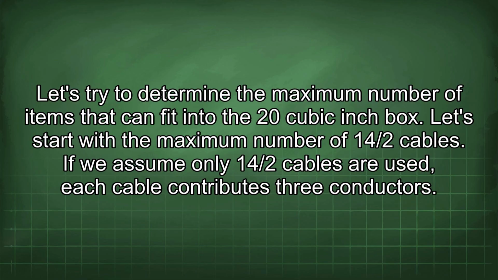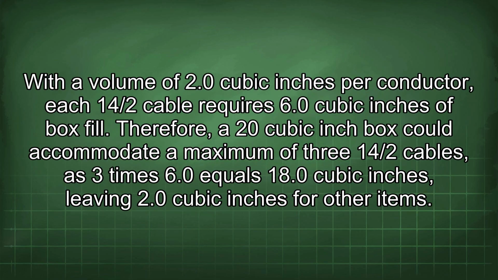Let's try to determine the maximum number of items that can fit into the 20 cubic inch box. Let's start with the maximum number of 14/2 cables. If we assume only 14/2 cables are used, each cable contributes 3 conductors. With a volume of 2.0 cubic inches per conductor, each 14/2 cable requires 6.0 cubic inches of box fill. Therefore, a 20 cubic inch box could accommodate a maximum of 3 14/2 cables, as 3 times 6.0 equals 18.0 cubic inches, leaving 2.0 cubic inches for other items.